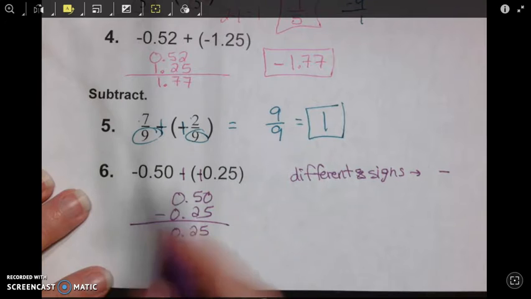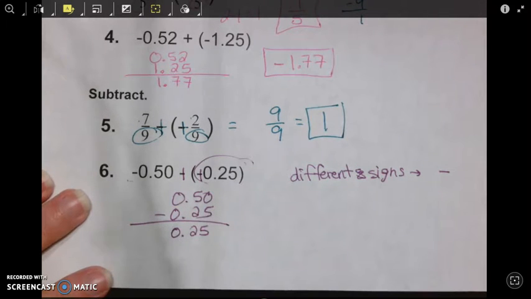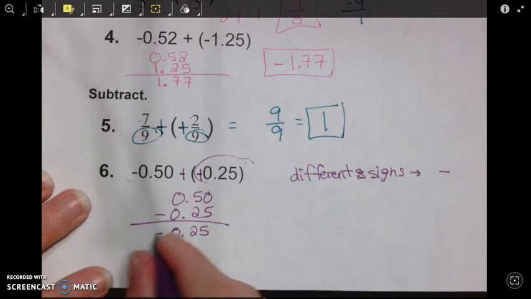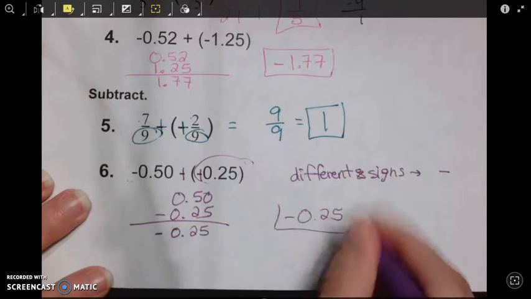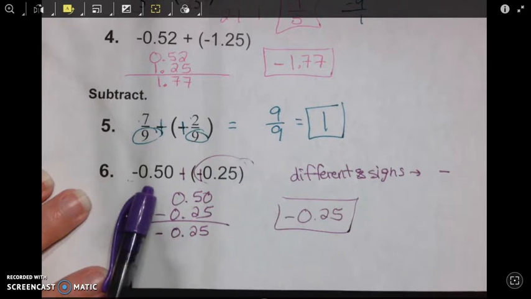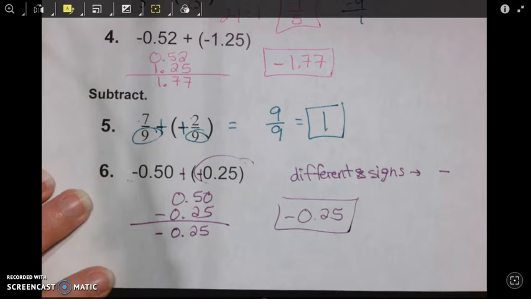Now which one's bigger though? The negative 0.5 or 0.25? 0.5 is bigger, it's negative, so we're going to end up with negative 0.25. So think about this. I borrowed 50 cents, and then I gained a quarter. So I now am in debt only 1/4, 25 cents.